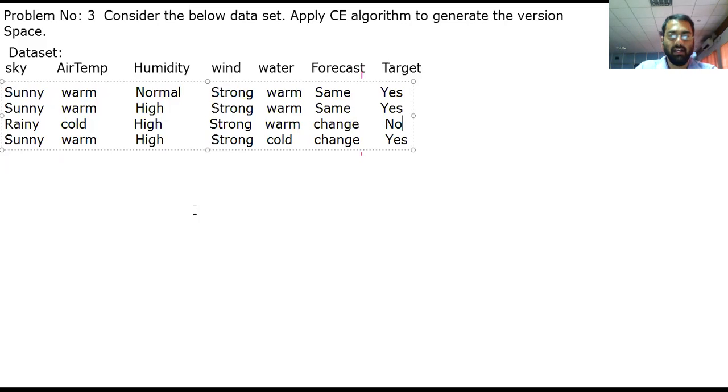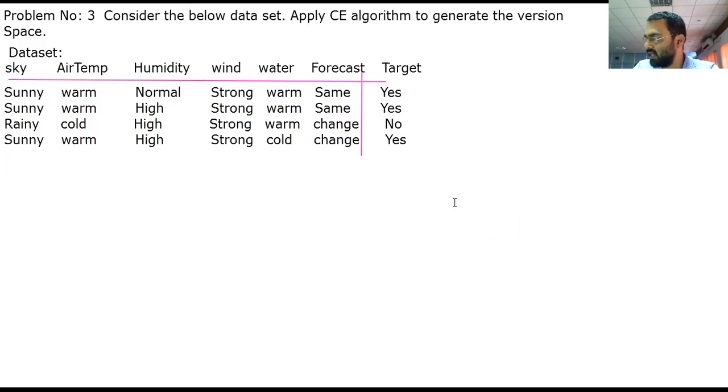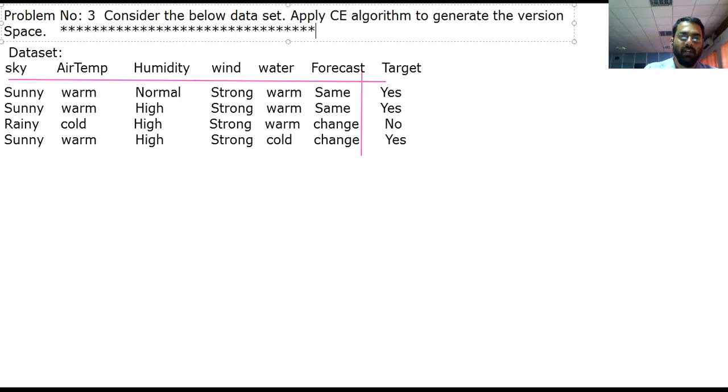So this is your data set. I need to generate the solutions using the CE algorithm. Let me check once that the attribute values are correct. Warm, cold, warm, normal, high, and all are strong. Warm, cold, same, change. Yes, no, yes. So for your exam point of view, please go through this data set. This is very, very important.